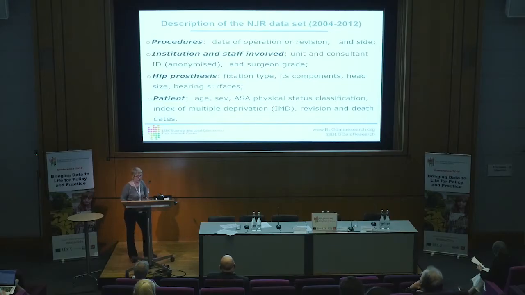Well, the data set of the NJR consists of quite a lot of various data. There is data on the procedures, which include date of operation, date of revision, if any, which side the operation was done on, and so on. There is information on the institution and staff involved: who has done it, the surgeon grade, how experienced they are. All this is anonymized. There are details on the hip implant, such as the fixation type. You will see that there are, say, cemented and uncemented hips.